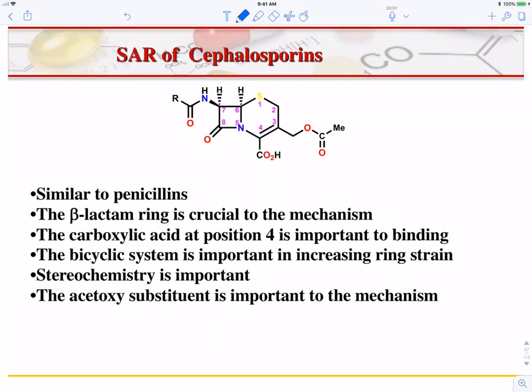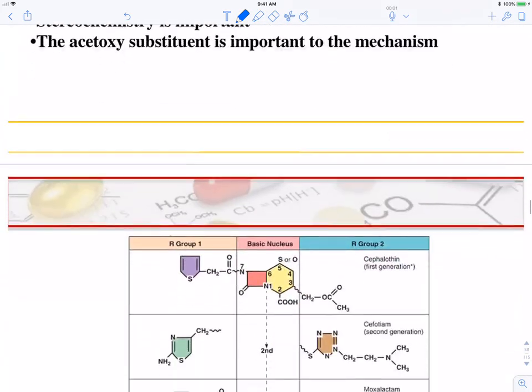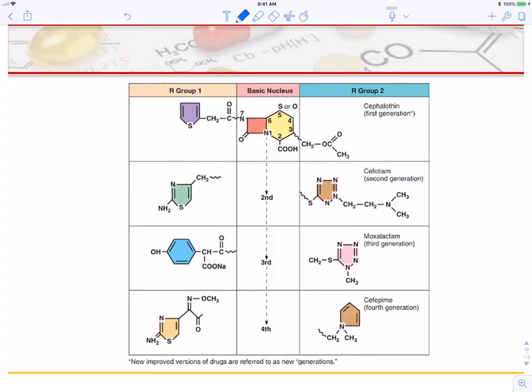The structure-activity relationship is very similar to that of penicillin. We still have the presence of the beta-lactam. We also have that the carboxylic acid in this position is important. The bicyclic system is important once again because we are increasing ring strain on the beta-lactam, and that's where also the double bond is important. So we have different classes, which we call generations: first, second, third, and fourth generations. And we now have a little bit more variability because we can functionalize both this group here and this group.